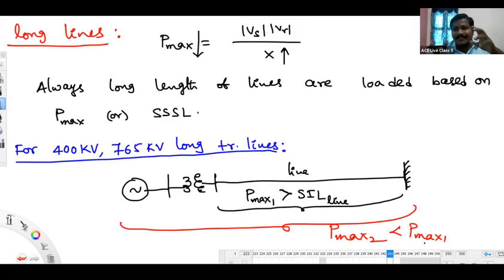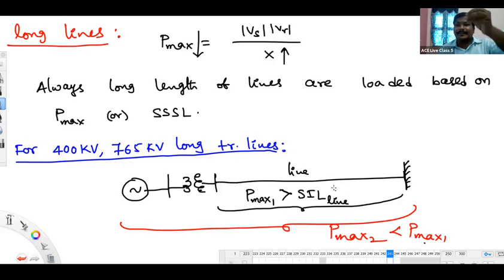This is a type of logical thing you have to understand. Easy only, just listen. P maximum 2 is less than P maximum 1. We have to keep the loading based on P maximum 2, meaning less than P max 2. If you are keeping loading less than P maximum 2, is there any chance of getting the loading less than SIL of the line? P max 1 some number, SIL some number. SIL is less compared to P max 1.